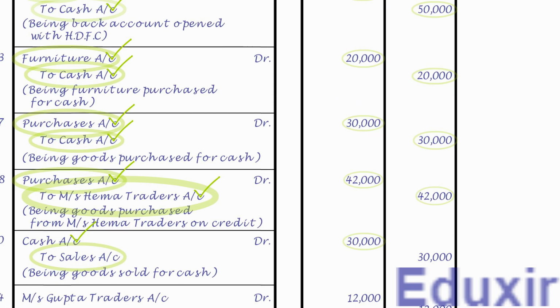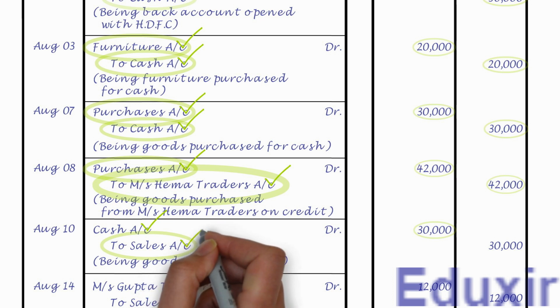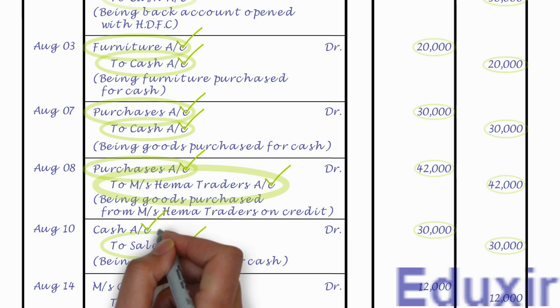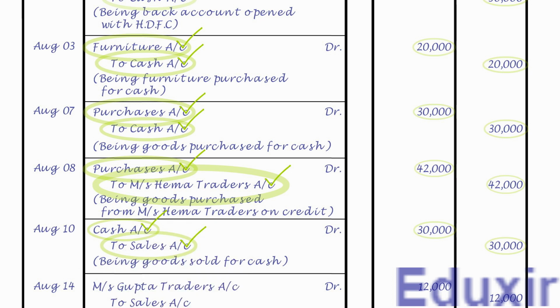As the name suggests, it needs to be posted on the credit side of the sales account and the credit amount is 30,000 rupees. Note that the details that need to be posted into the particulars column is cash account. For posting this entry, we need to create a ledger account for sales as it is not yet created. Let us first write the title as sales account.